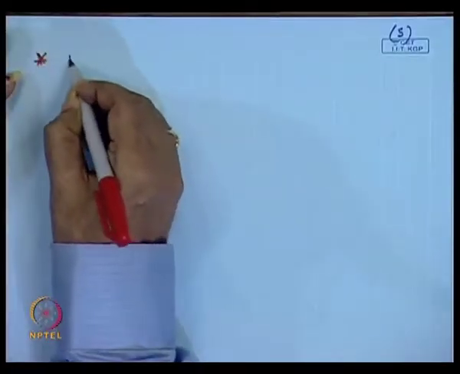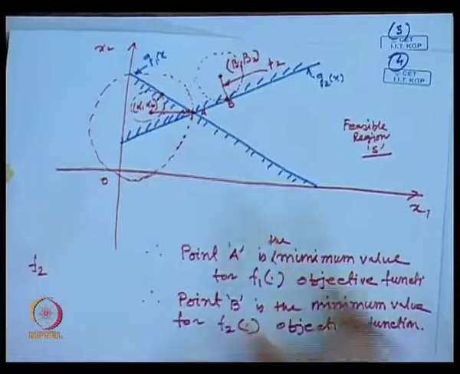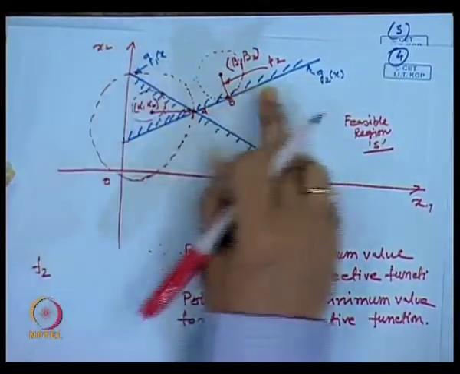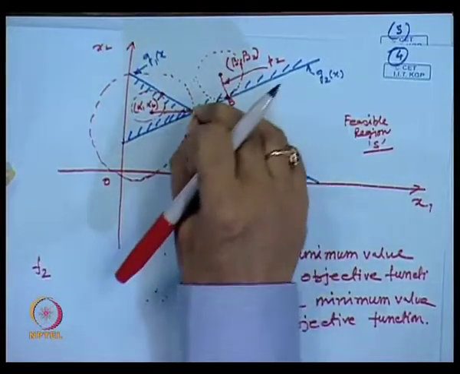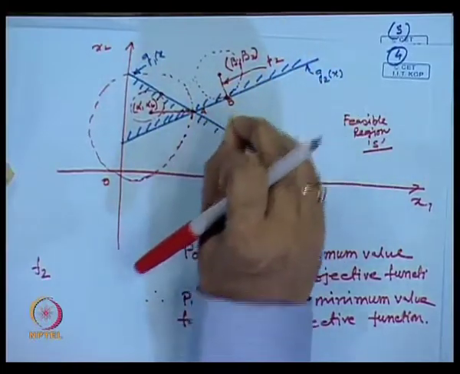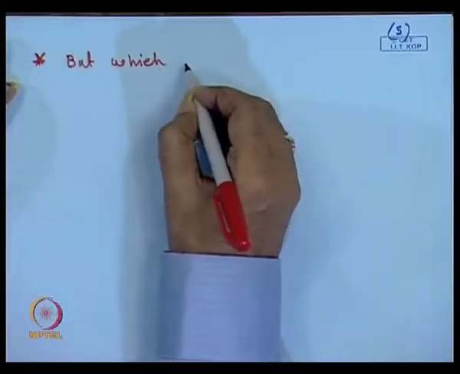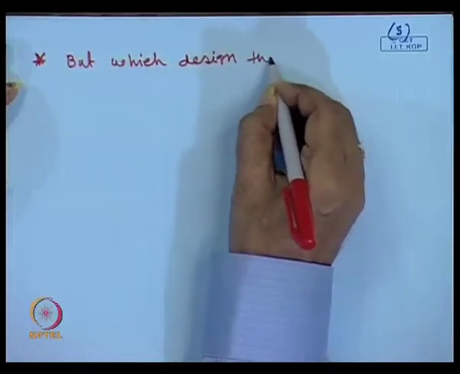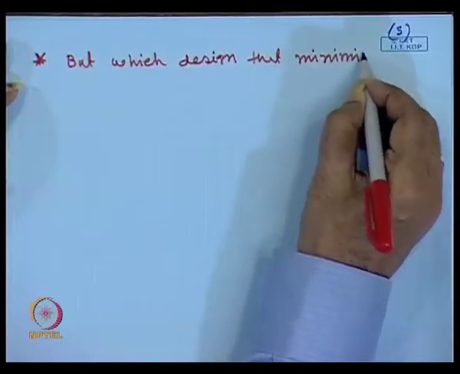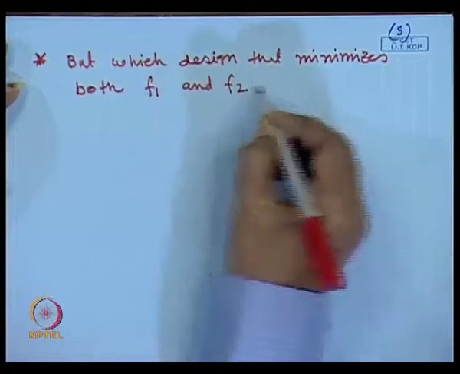So, we can make a conclusion now. Look at this point, as I mentioned here, this point is minimum for f1, but this point is minimum for the other function. Now, which point will give you both functions simultaneously, if you just add them, the minimum value? We have so many points, and from there we have to pick the one with the minimum sum of the two objective functions. So, which design minimizes both f1 and f2 simultaneously?